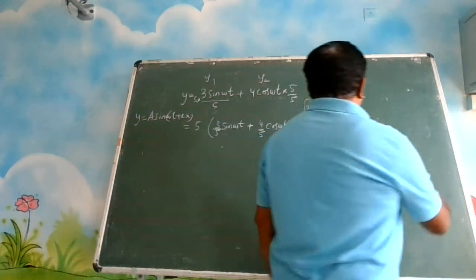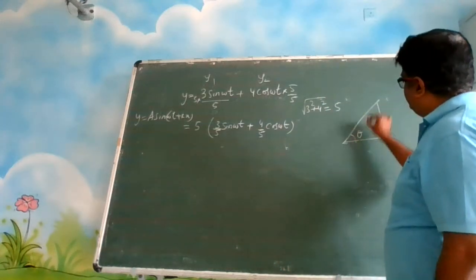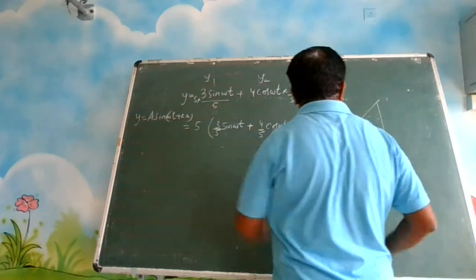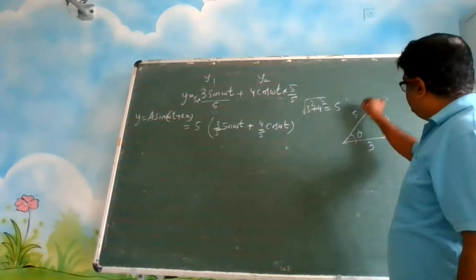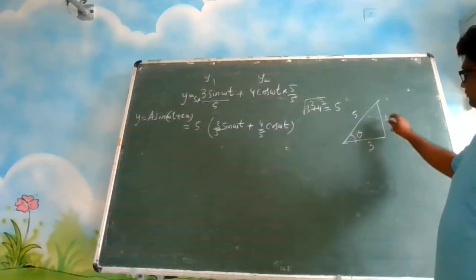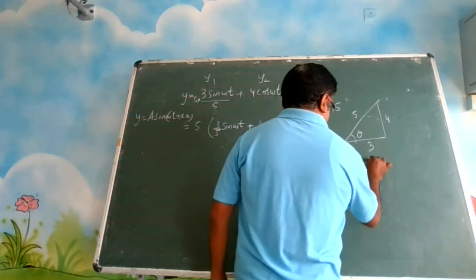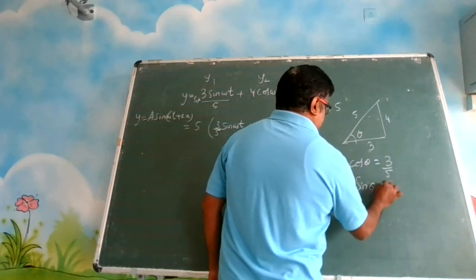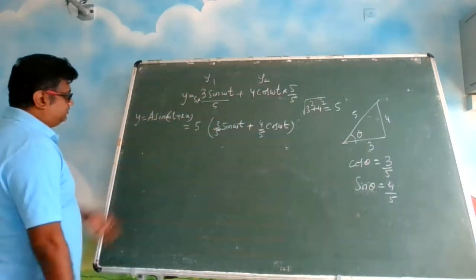So you take a triangle, assume a triangle. Let us say this is theta, and here 3 by 5. This is 3, this is 4, and this is 5. Let us say I take a triangle 3, 4, 5. What is cos theta here? Cos theta is equal to 3 by 5. Sin theta is equal to 4 by 5. Okay. So can I write it like that?